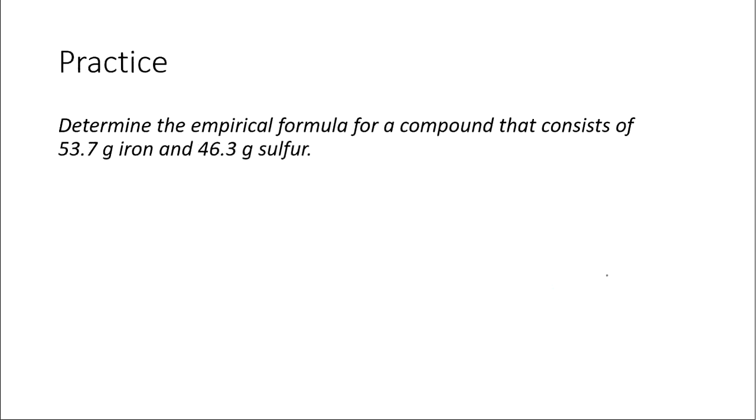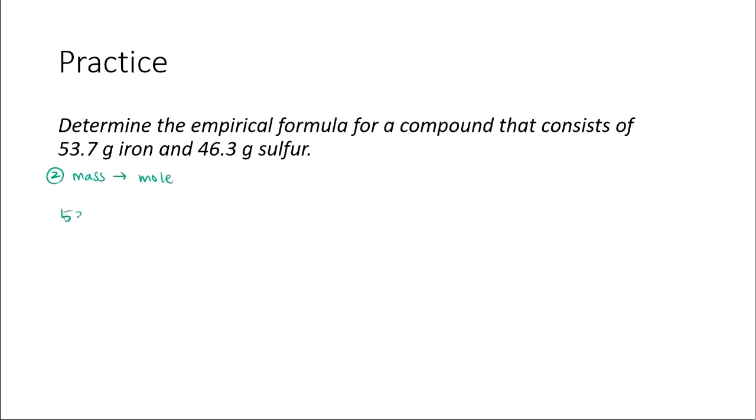Let's take a look at the second problem. Determine the empirical formula for a compound that consists of 53.7 grams of iron and 46.3 grams of sulfur. In this case, the first step, percent to mass, is done. They already gave me mass. I'm starting with mass, so I'm actually going to start with the second step, mass to mole.